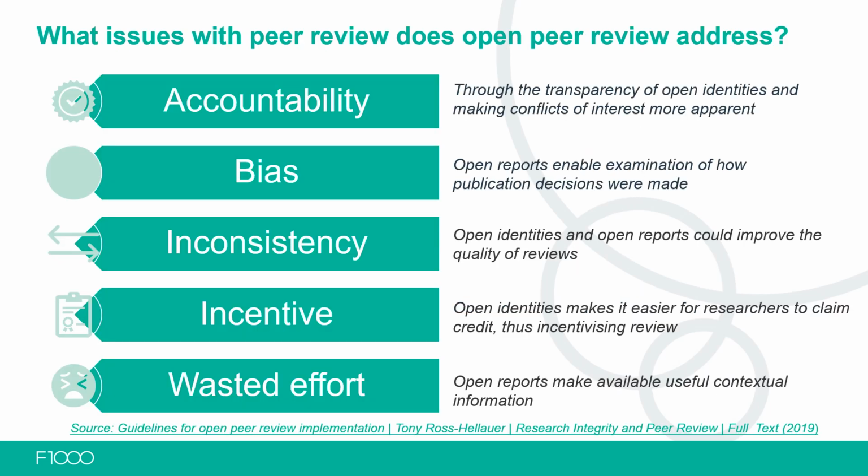Open peer review addresses several issues with the traditional peer review process. Firstly, it can increase accountability. The increased transparency offered by open identities and reports can increase accountability and make reviewer conflicts of interest more apparent. It can also reduce bias by having open reports which allow the scientific community to examine how publication decisions were made. It can also minimize inconsistency by having open identities and open reports. It can improve the quality of reviews, encouraging reviewers to be more thorough in their assessments.